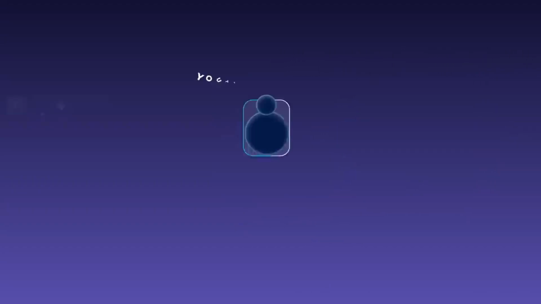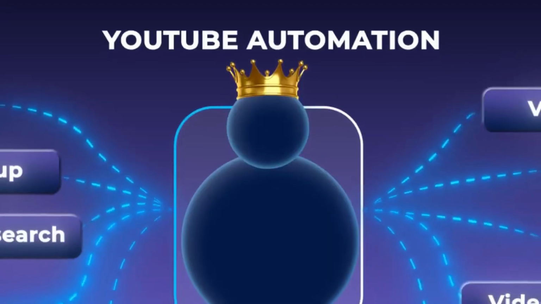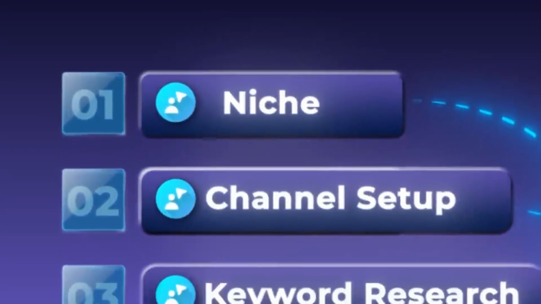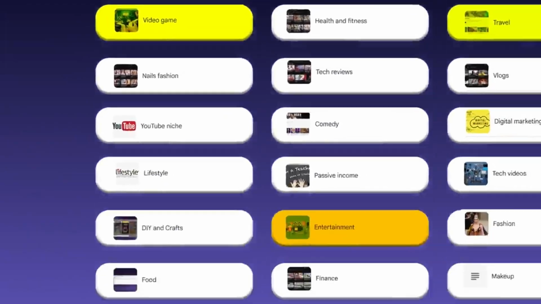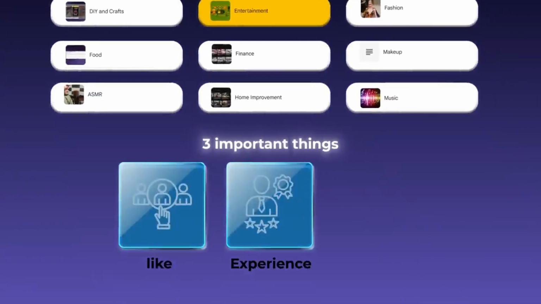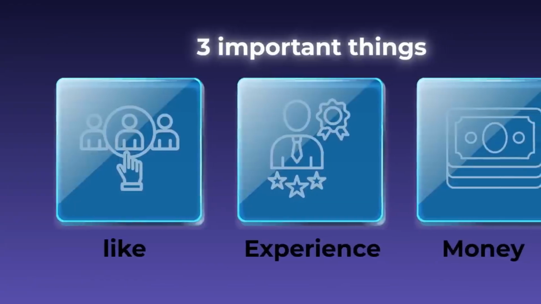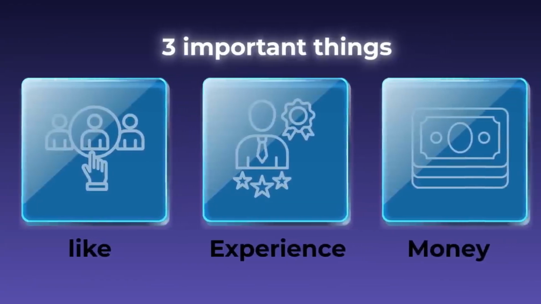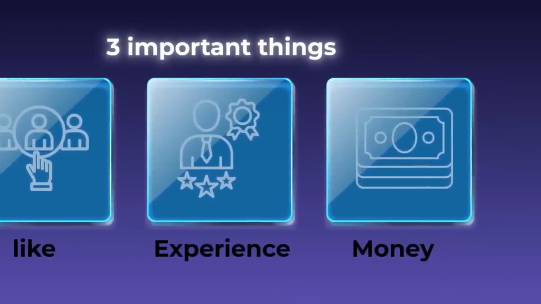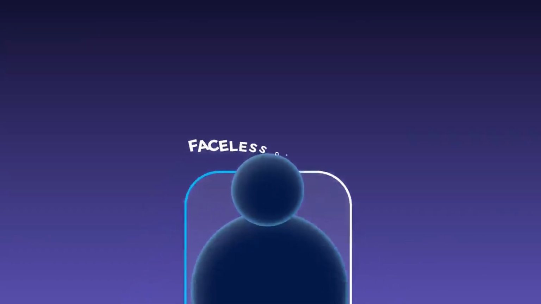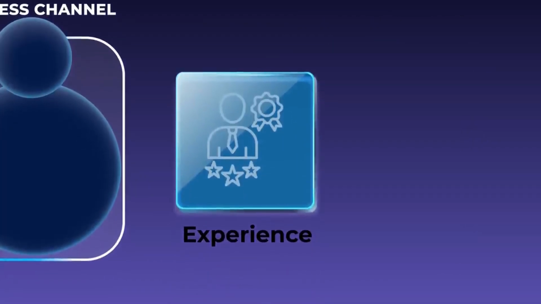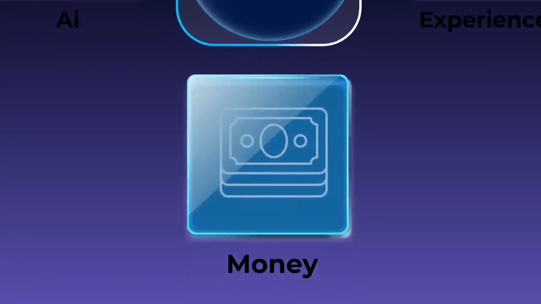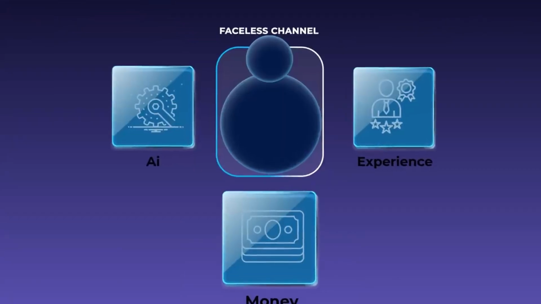Step 1. Niche selection. Look, bro. If you want success in YouTube automation, then the first thing is to choose the right niche. Now don't just pick any random niche. Choose a niche that's a mix of 3 things. One you enjoy, have some experience in, and most importantly, one that makes money. Meaning, pick a niche you actually like, have some idea about, and that can earn well. If we are building a faceless channel where AI will do everything, then no need to worry about experience. Just focus on money. Work on whatever gives more money.